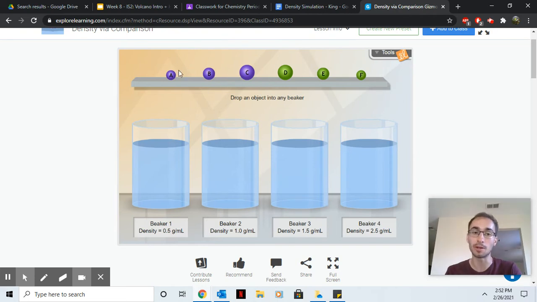Today you're going to try and figure out what is the density of each one of these balls using the liquids and determining whether they float or whether they sink. So remember, if something sinks, like A here, that means it's more dense than the liquid. So if A sinks in 0.5, that means the density of A is more than 0.5. Remember that. That's very important. So if something sinks, that means it's more dense. The opposite is if it floats. If it floats, it's less dense.